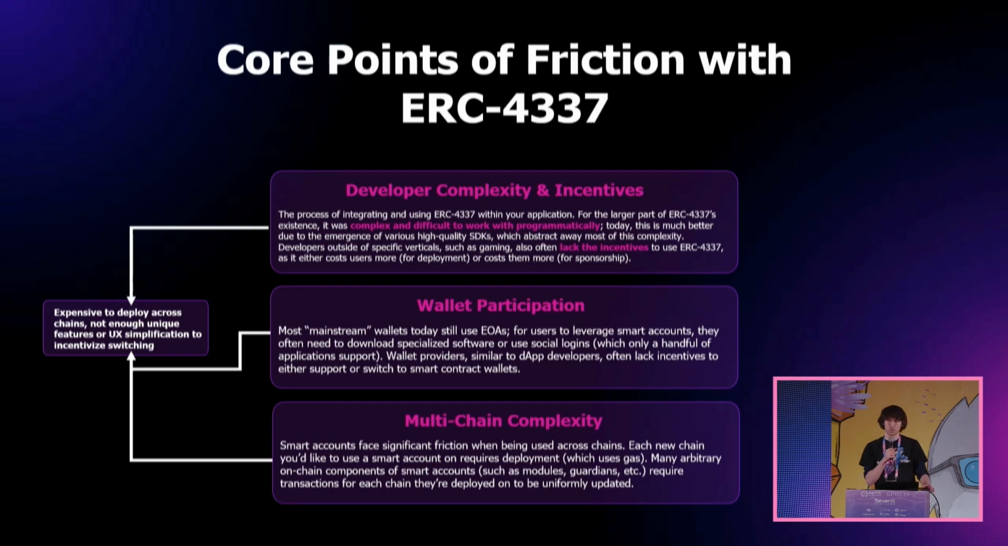This can be broken down into 2 core problems. Number one is that it's expensive to use smart accounts across different chains. You have to deploy a smart account on every chain that you want to use it on. This incurs gas, which is expensive. Beyond this, there's not enough feature incentives for wallets and for applications to integrate ERC-437. So as a result, you see fragmented integration, not a lot of adoption, and of course, for multi-chain usage, there's some points of friction there as well.